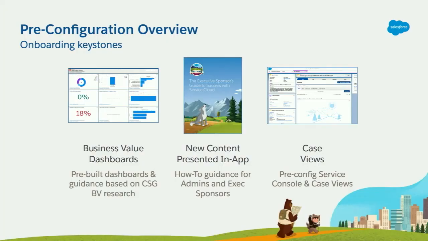First of all, let's talk about these self-service features that are available to you right within your app. So, we're going to talk about 3 different onboarding keystones. First, business value dashboards. Second, some new content that's presented in-app to really help you no matter what your role might be. And third, case views that are pre-configured, really giving you list views right within the system that you don't have to create for yourself.